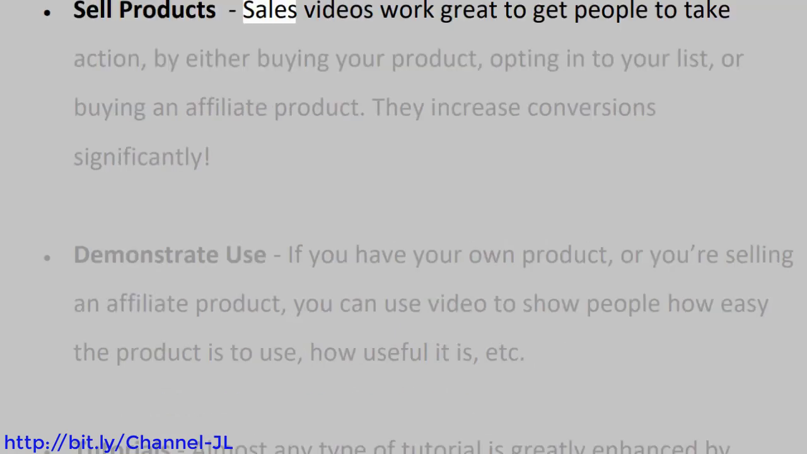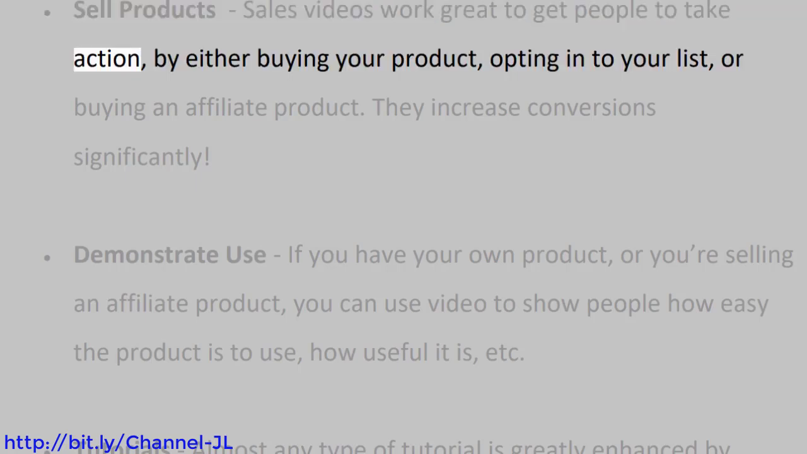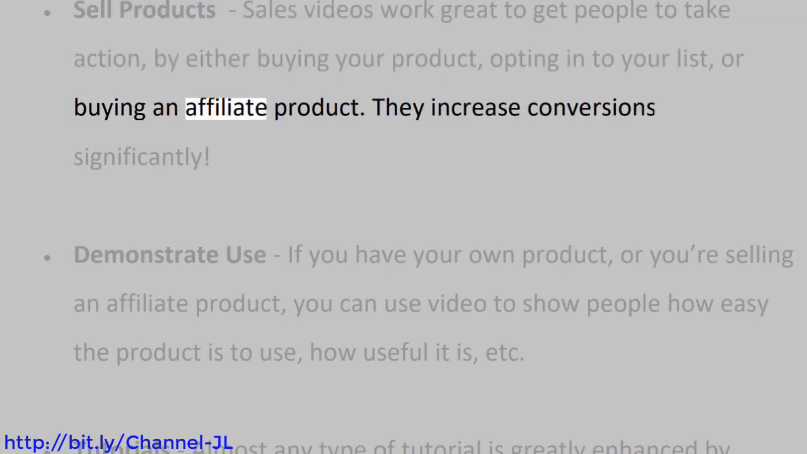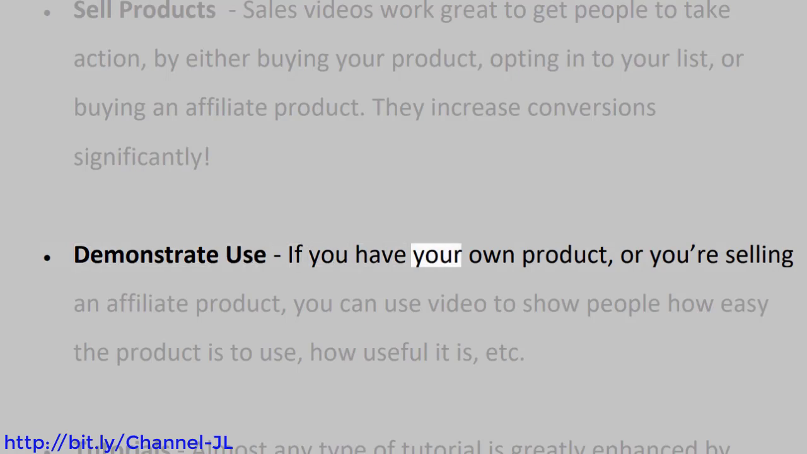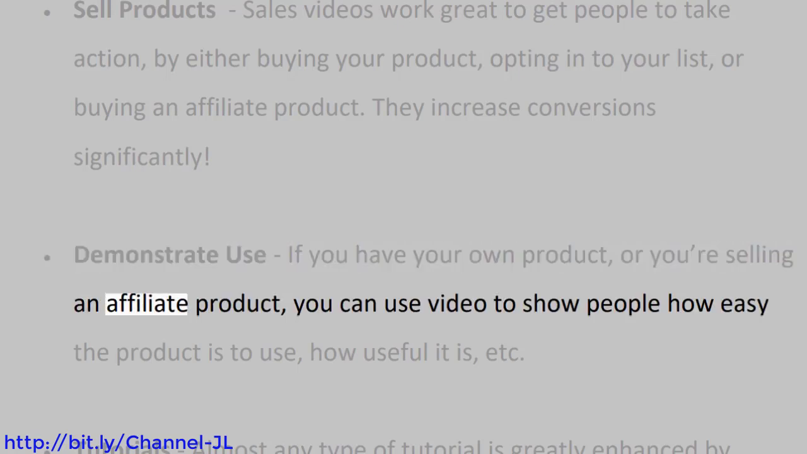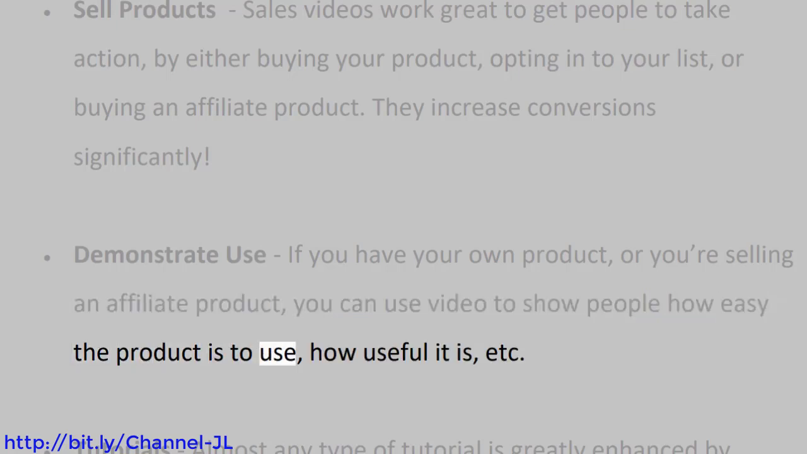Sell product. Sales videos work great to get people to take action by either buying your product, opting into your list, or buying an affiliate product. They increase conversions significantly. Demonstrate use. If you have your own product, or you're selling an affiliate product, you can use video to show people how easy the product is to use, how useful it is, etc.